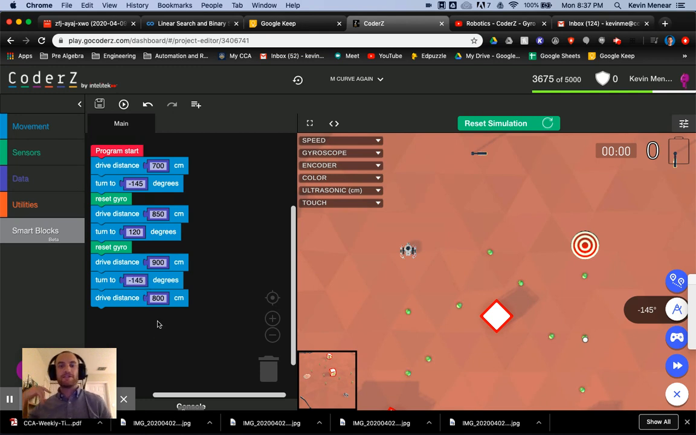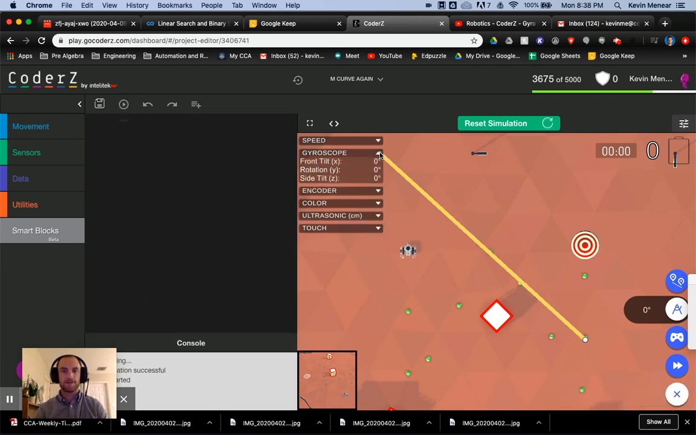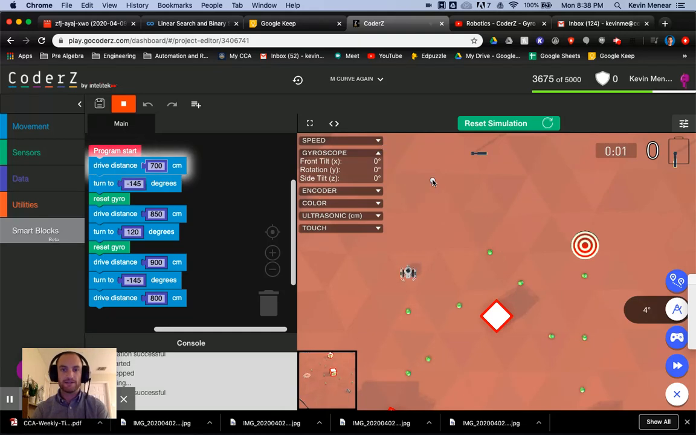Okay, so now this makes a whole lot more sense. This shows me I turn counterclockwise 145 degrees, then I turn clockwise 120, and then counterclockwise 145 degrees. When I look at this code, it's way easier to make sense of it than without resetting the gyro. So let's just go ahead and test it out to make sure that I've got it right.